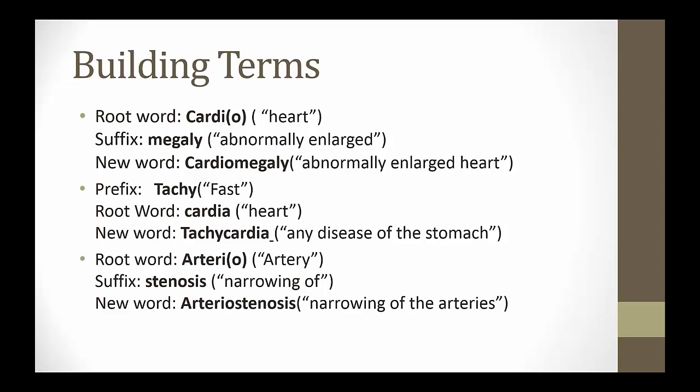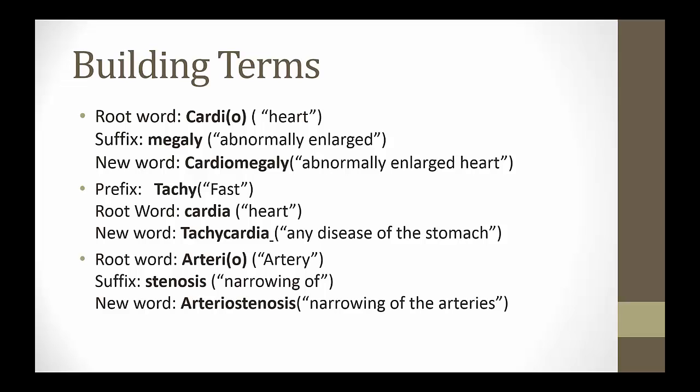Now we're going to build some terms associated with the cardiovascular system. When we take the Latin root word cardio, meaning heart, and add the suffix megaly, meaning abnormally enlarged, our new word is cardiomegaly, an abnormally enlarged heart. Next, we'll take the prefix tachy, meaning fast, and put that in front of the word cardia, and it forms a new word, tachycardia, an abnormally fast-beating heart.